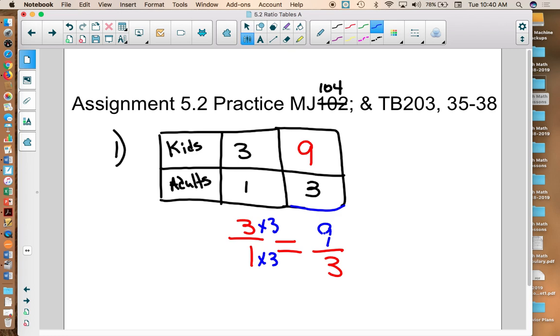Okay? Number 7 says you read 1 chapter every hour. You read for 3 hours after school. How many chapters did you read? You got to calculate that. Okay? And then you go to the textbook page 35 or page 203, 35 to 38. We did number 1 for you. You get to do the rest. Okay?